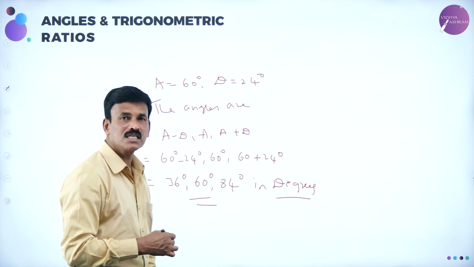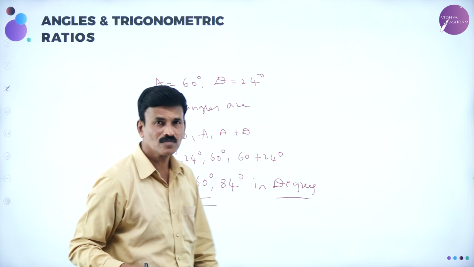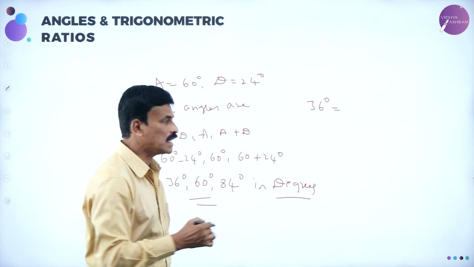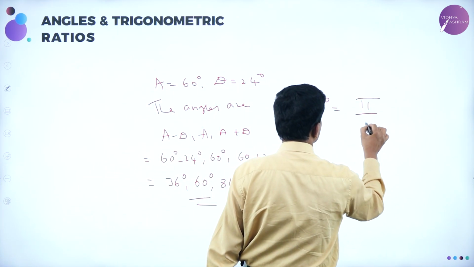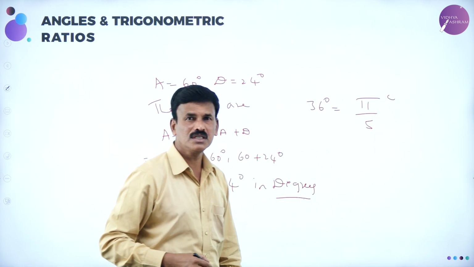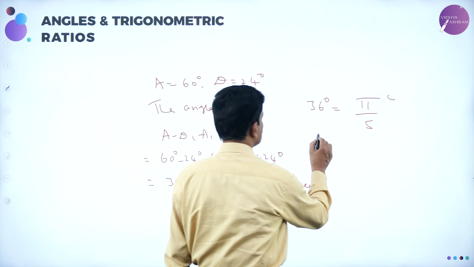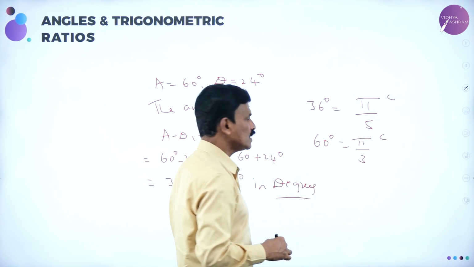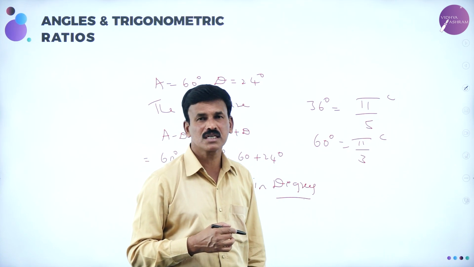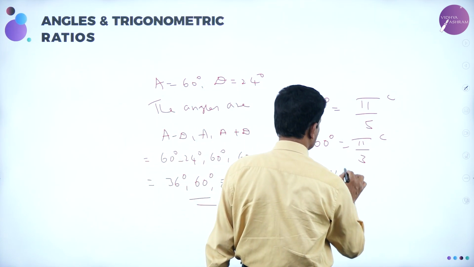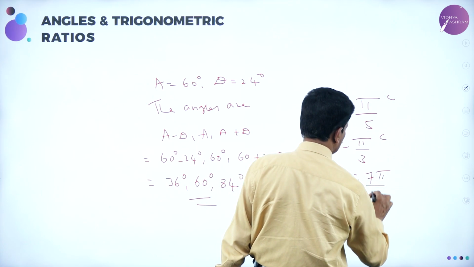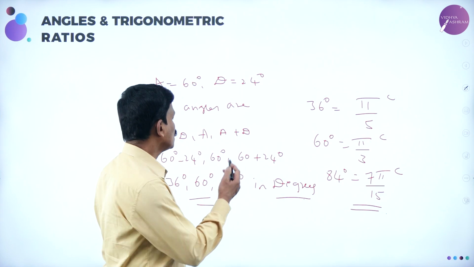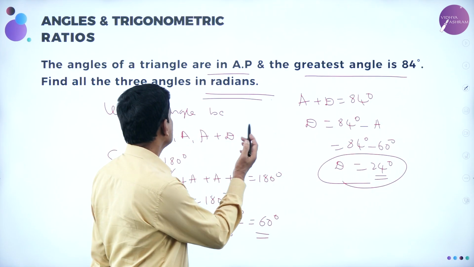Now, express this in radians. 36 degrees is equal to pi by 5 radians. And what is 60 degrees? 60 degrees is nothing but, as you know, pi by 3 radians. Then 84 degrees can also be written as 7 pi by 15 radians. This is how we convert degrees to radians for the given statement.